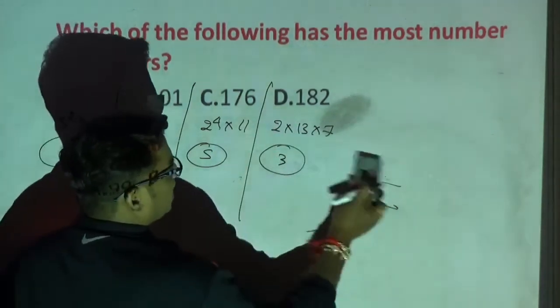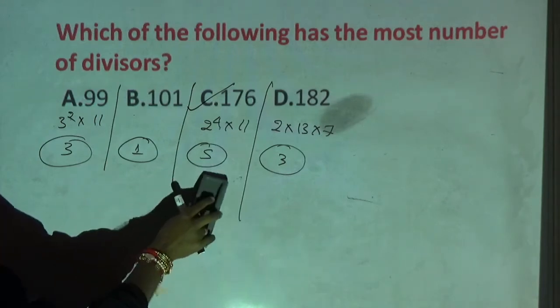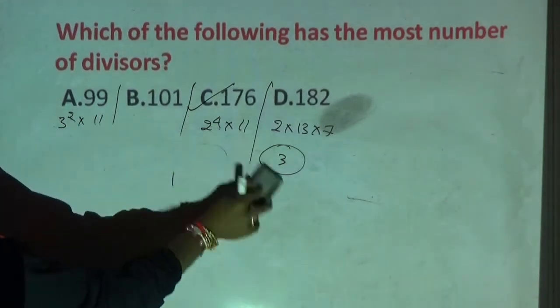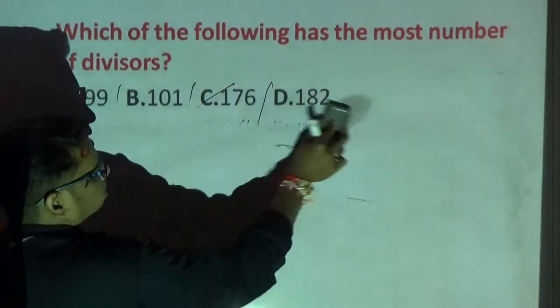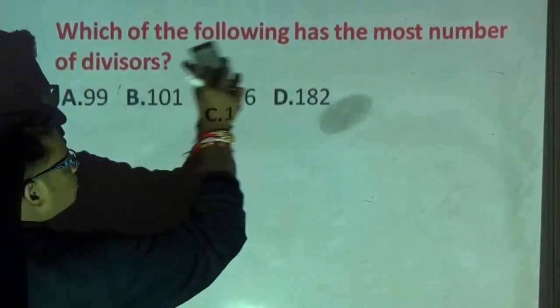Now, what they are asking is which one of the following has the most number of divisors? See this one, so option C, 5. 1, 3. Correct? Here also 3. So the option is 176 because 5 divisors are there. That's it for this question. I have ignored 1. In each case, I have ignored the 1.